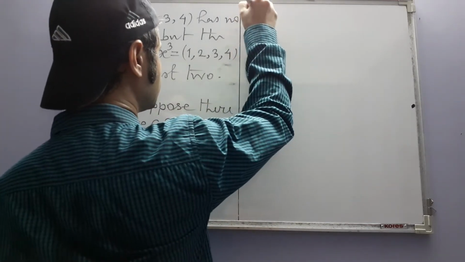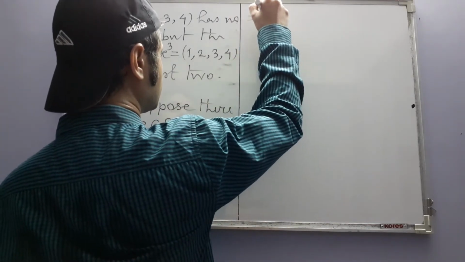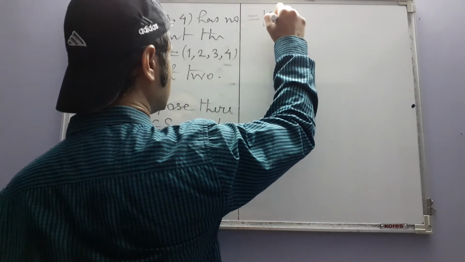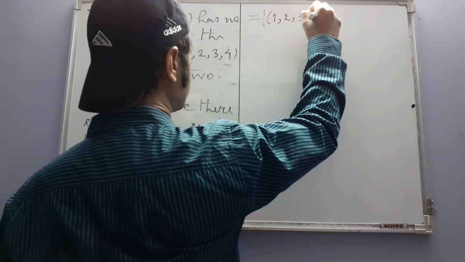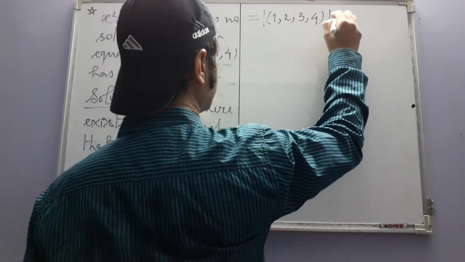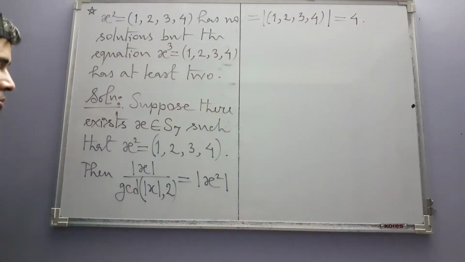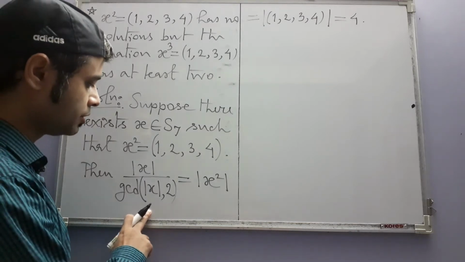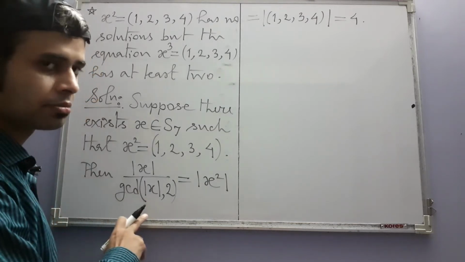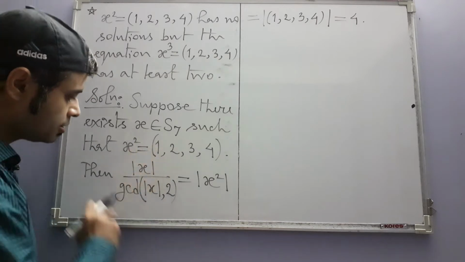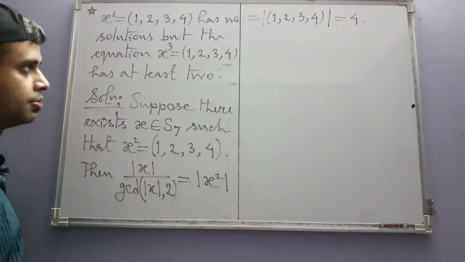And this is equal to, according to our supposition, the order of this 4 cycle, and the order of the 4 cycle is of course 4. Okay, so we seem to have got one relation from which we will hopefully be able to say something. So this thing equals 4.